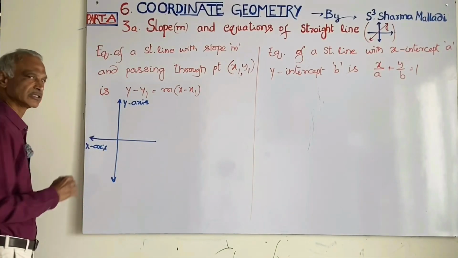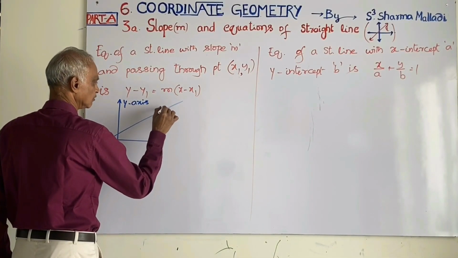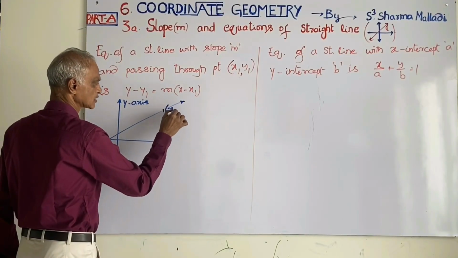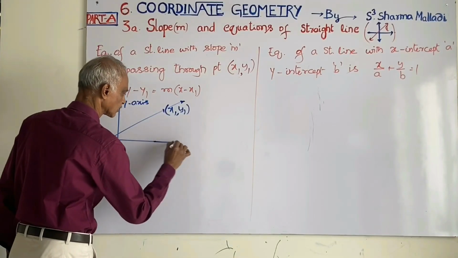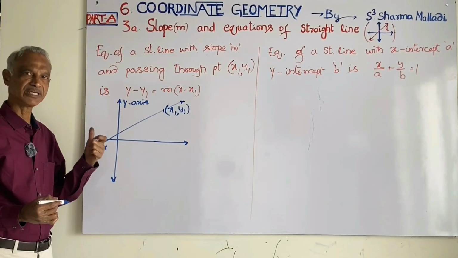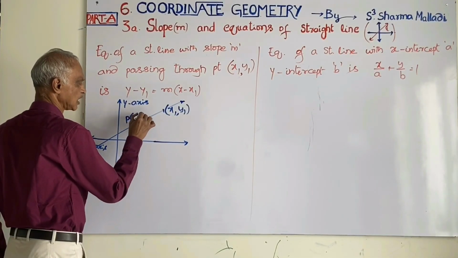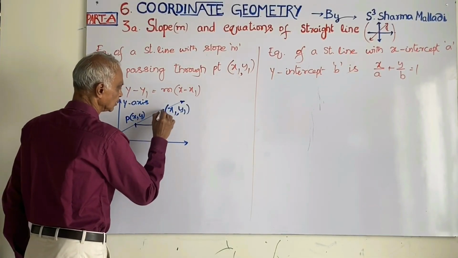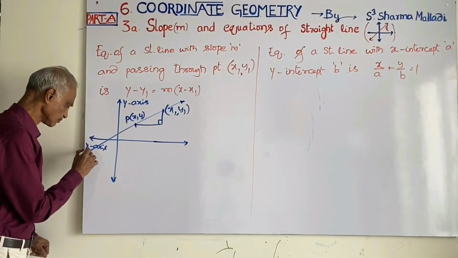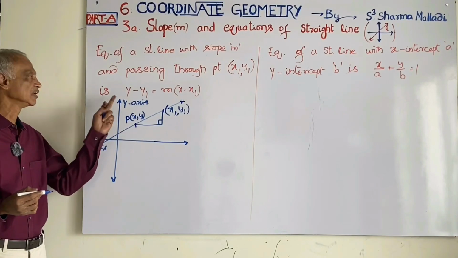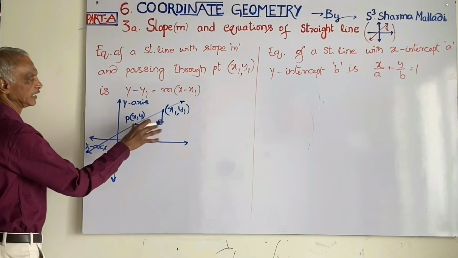This line is passing through x1 y1. You take x1 y1 here, and we have to take a point P(x, y) on this line, and you have to draw a right angle triangle. We have to find the equation of this straight line, which is in the form of y minus y1 is equal to m into x minus x1. Now, this is a right angle triangle.